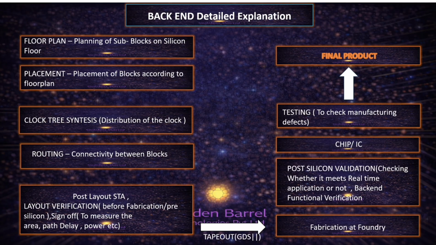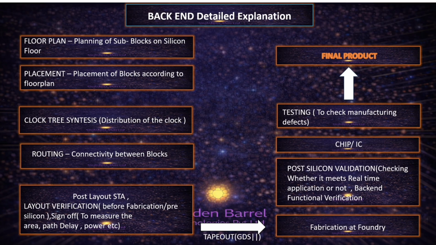Then what is meant by layout verification? After doing placement and routing, that is nothing but the layout. We need to verify its performance like timing, path delay, power, silicon area, all these things. If we get a satisfactory report, then we go to the next stage, that is called the sign off report. If we don't get a satisfactory report, we need to go back again to planning, placement and routing until we get a satisfactory sign off report.